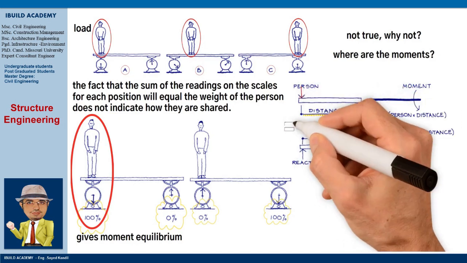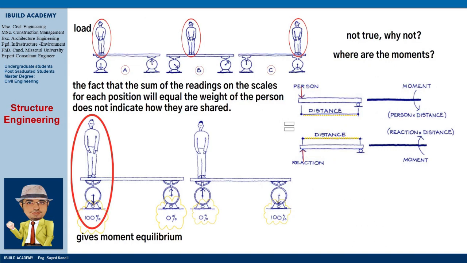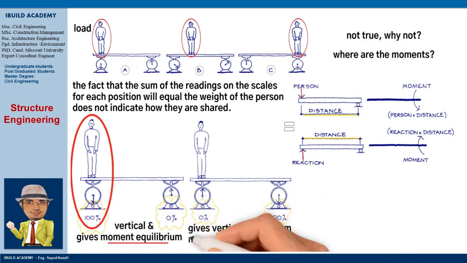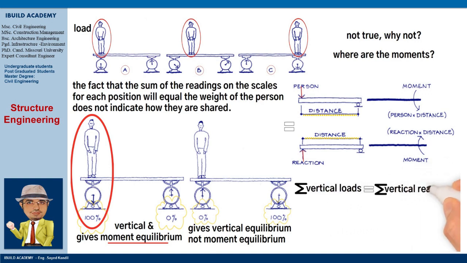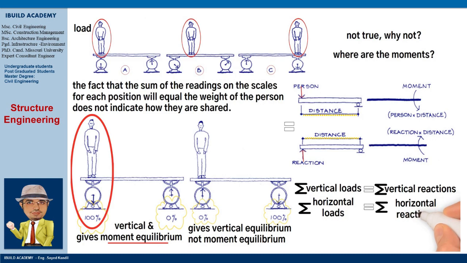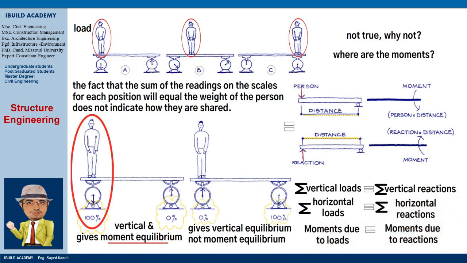Person's weight times length of plank equals left-hand reaction times length of plank, so the left-hand diagram gives vertical and moment equilibrium whereas the right-hand one gives vertical equilibrium but not moment equilibrium. So every time there are loads on structures there must be reactions, vertical, horizontal and moment, and these reactions must balance the loads. In other words, sum of vertical loads equals sum of vertical reactions. Sum of horizontal loads equals sum of horizontal reactions. Moments due to loads equals moments due to reactions.